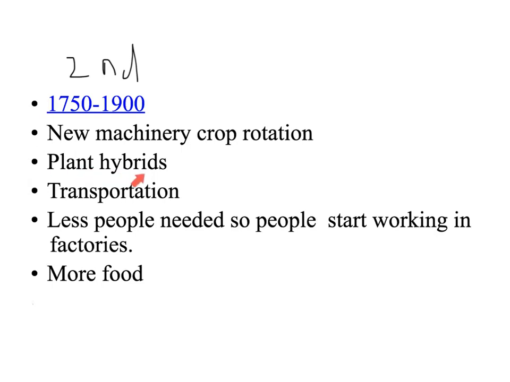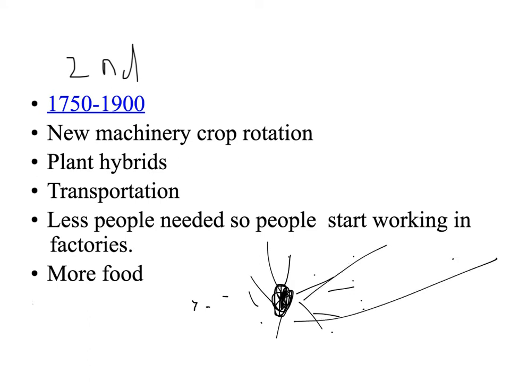People might start making plant hybrids. Transportation gets better. You don't have to have your farm right here beside the village or where whoever's eating it. You can have your farm here, and it'd be a big farm, and it can have a network of villages all around that it sends it to.